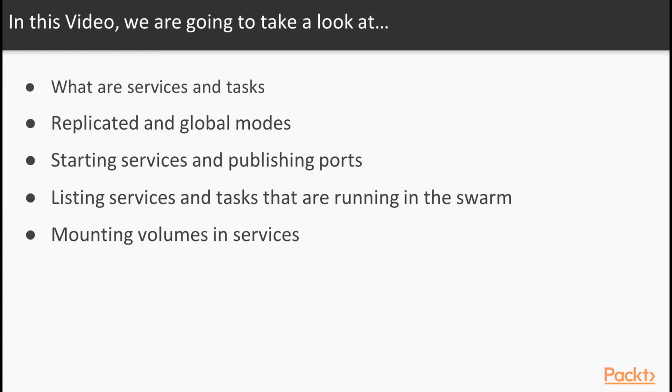Adding a service. In this video, we'll learn how to add a service to Docker Swarm. We'll start by learning about services and tasks. We'll then learn about the different types of modes that services can run as. Next, we'll learn how to start a service and how to publish a port. We'll then learn how to see which services are running. Finally, we'll learn how to use a volume with a service.